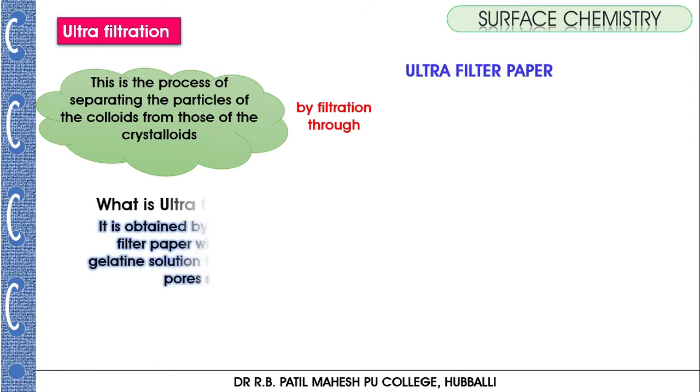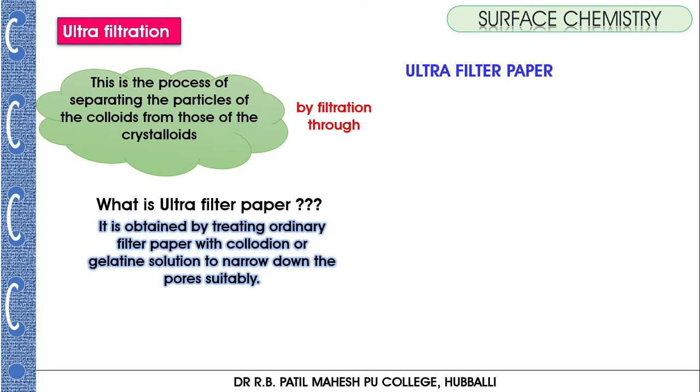Let us see that. Ultra filter paper is one that is obtained by treating ordinary filter paper with the colloidion or gelatin solution to narrow down the pores suitably. So, we are going to reduce the size of the pores present in the ordinary filter paper by coating it with the colloidion or gelatin. Because of that process, what happens?